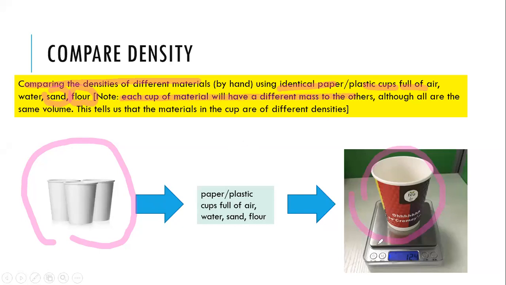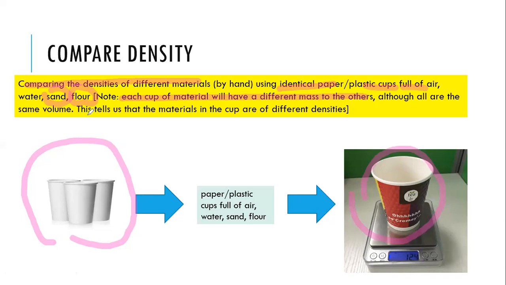So what do you do? You put it on a scale. The one that has air inside, you put it on the scale and check how much the mass is. The one that has sand, you put it on the scale. The one that has flour, the one we use for baking, fill it up and then put it on the scale. They have the same volume because they are in the same cup. And then we want to compare their densities.